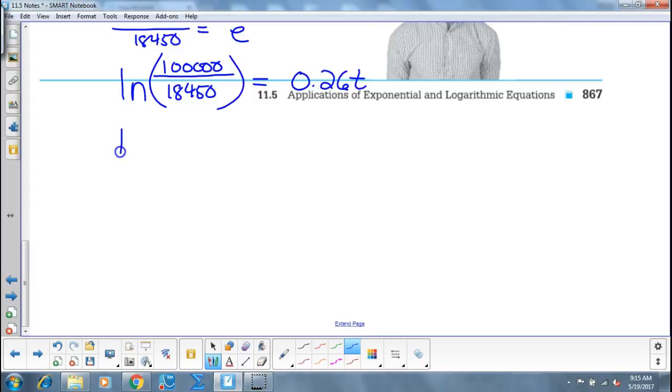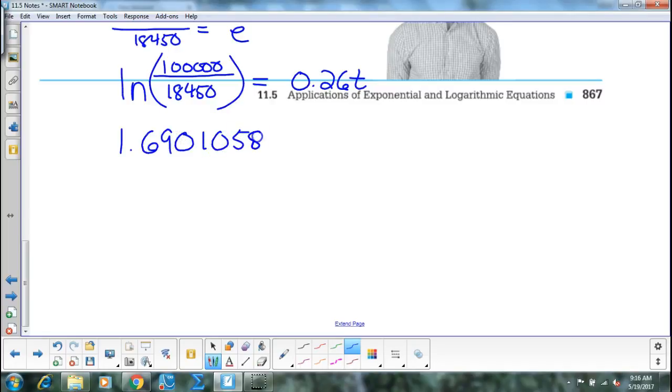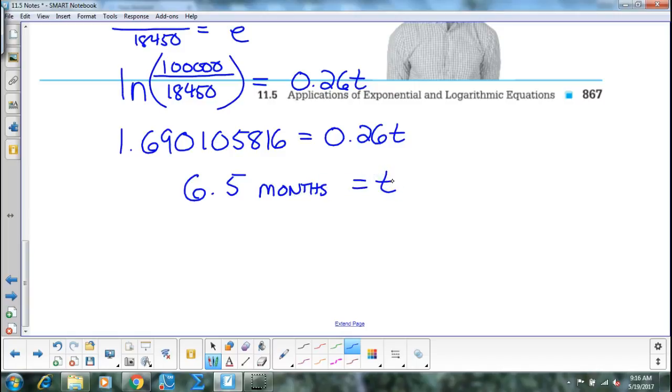So I get 1.690105816, and I'm going to leave that on my calculator. That's going to equal 0.26t. Now, how do I solve this for t? I'm going to divide this by 0.26, and that's going to tell me that in 6.5 months, our boy band will be more than 100,000 followers.